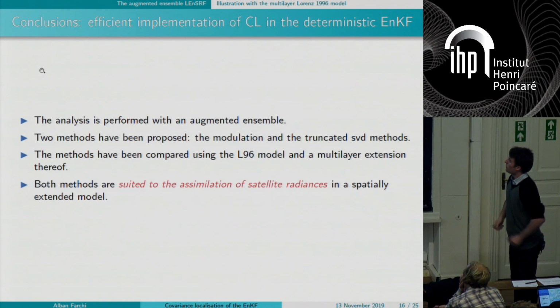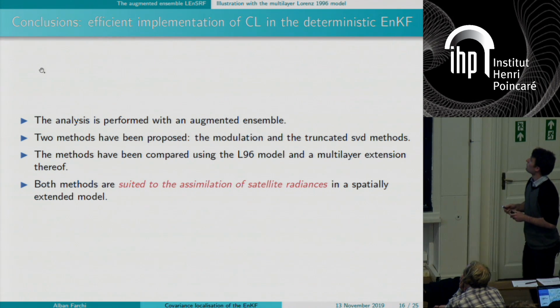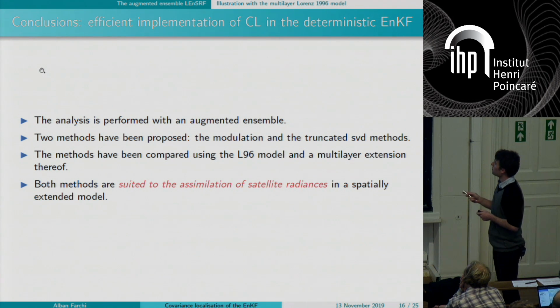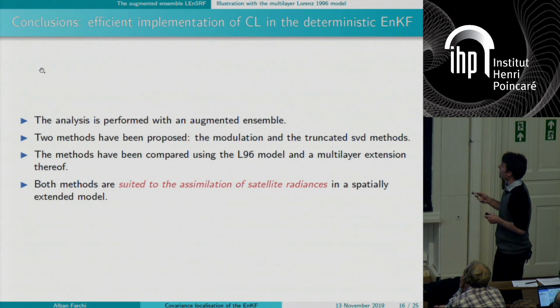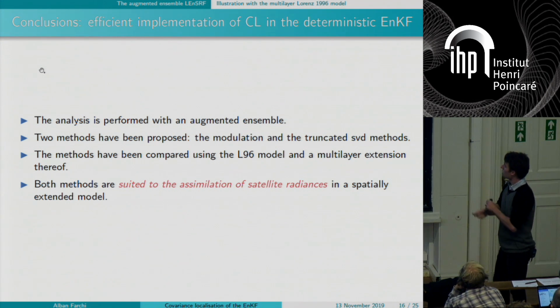So to conclude this first study, we have shown how to implement covariance localization in the ensemble square root filter. The analysis is performed using the augmented ensemble approach. Two methods have been proposed to compute the augmented ensemble, the modulation and truncated SVD methods. The methods have been compared using the Lorenz 96 model and the multi-layer extension.